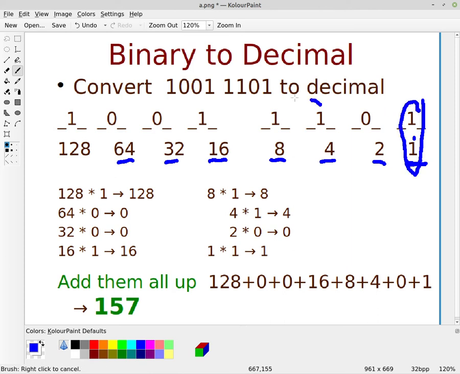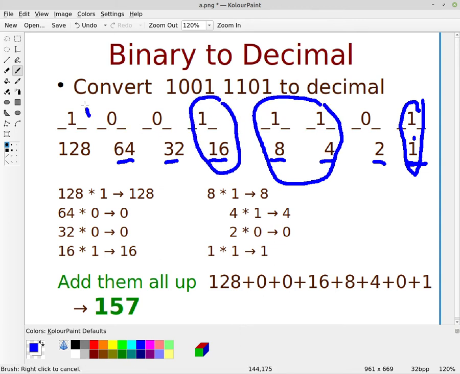And then you stick in your binary number, and you just find the columns that are ones, and you say, yep, we're going to use those columns, we're going to use this column, any of them that are ones, and we're just going to simply add up that column value. And that gives us our conversion from a binary number into a decimal number. Very, very easy to do.